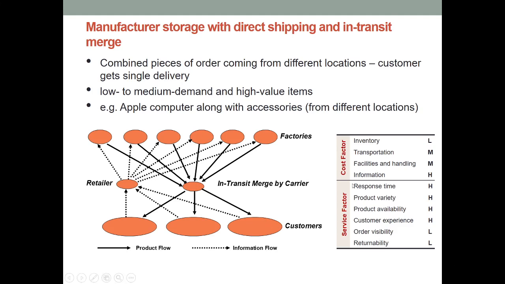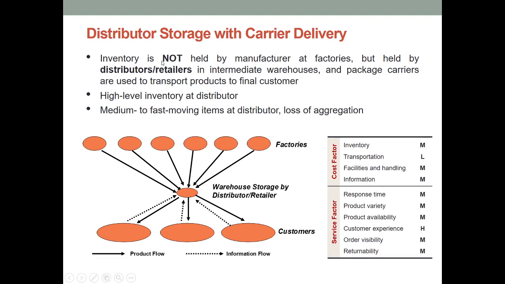Okay, in terms of the cost factor and service factor, you can refer here. How about the distributor storage with carrier delivery? In this network, inventory is not held by the manufacturer at factories, but held by the distributor or retailer in an intermediate warehouse, and package carriers are used to transport product to the final customer.